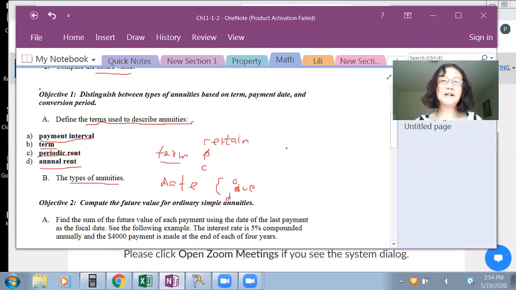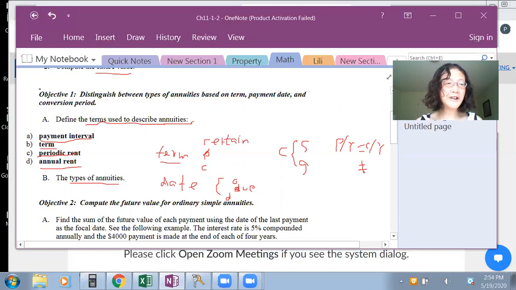And we can also divide the annuity based on conversion. We have simple annuities, which means the number of payments per year is equal to the interest conversion periods per year. And we have general annuity, which means the number of payments per year is not equal to the interest compounding periods per year. So that is our first objective, to distinguish types of annuities based on term, payment date, and conversion period.